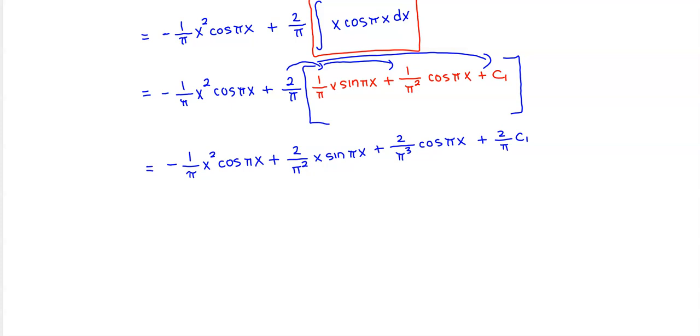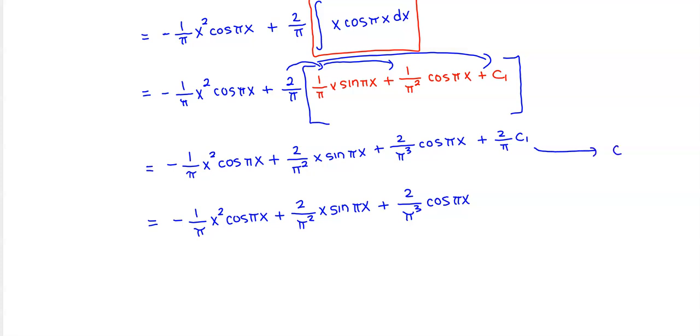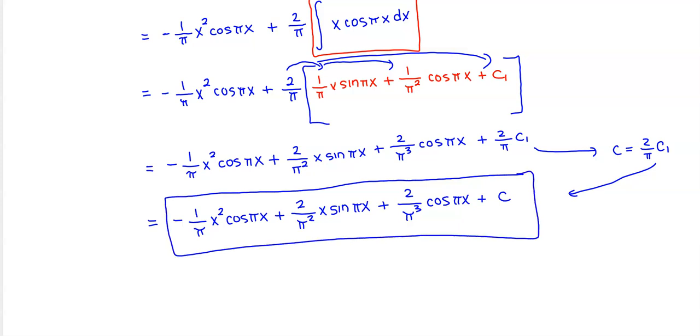Okay, and so now we're almost done. Now we just need to say, okay, well, negative 1 over pi x squared times the cosine of pi x plus 2 over pi squared times x times the sine of pi x plus 2 over pi cubed times the cosine of pi x. And then what we're going to call this is we're going to let c now equal 2 over pi times c1. So therefore this would be plus c, and therefore there is our result.